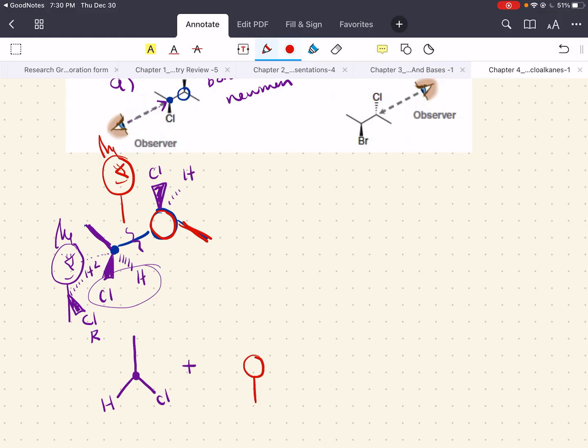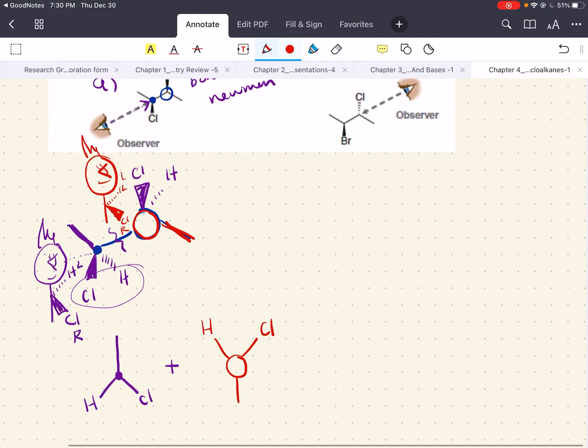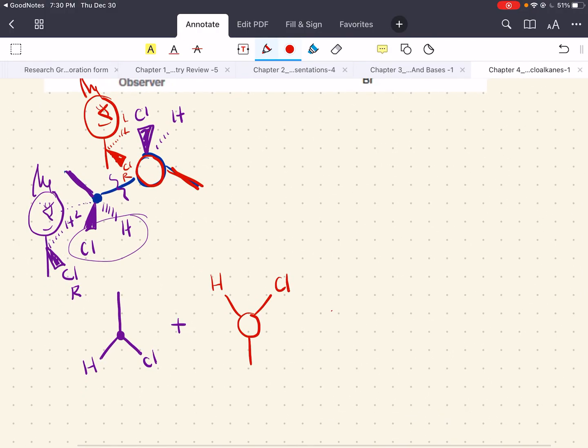So if I'm looking at it like this, chlorine is coming out of the page, and hydrogen's going in. All right, chlorine is again my right hand, and hydrogen is my left. So I have to draw my chlorine on my right side and the hydrogen on my left. Now we're going to put these two pieces together to get our final Newman structure.